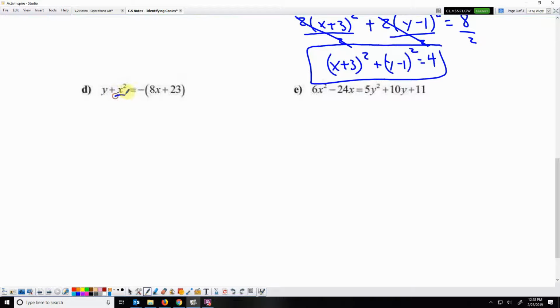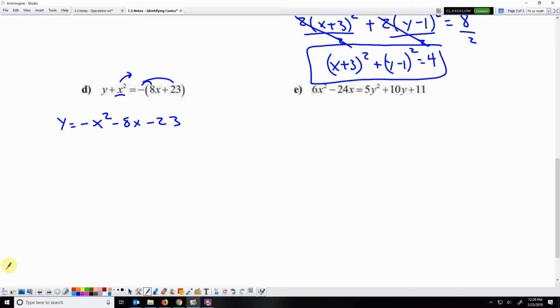Here I have only one squared term. That makes this a parabola. Okay, so I'm going to move this over and solve for y. So I've got y equals negative x squared, and I'll go ahead and distribute that. Minus 8x minus 23.